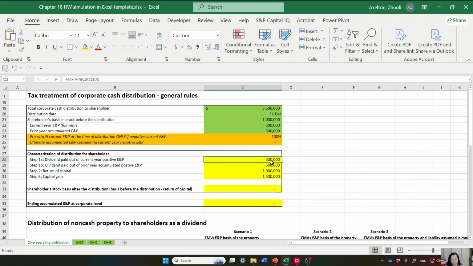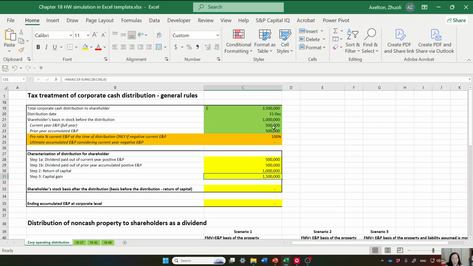So at the end of the day, the total distribution is still the 3.5 million, and the only difference is this 3.5 million is allocated to step 1A first, then step 1B second, step 2 the third, and step 3 the fourth. So we fill in each bucket until it's full, then I move on to the next bucket. That's the gist of the tax treatment of the corporate cash distribution, the general rules.